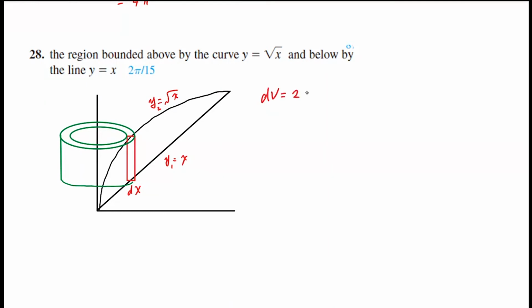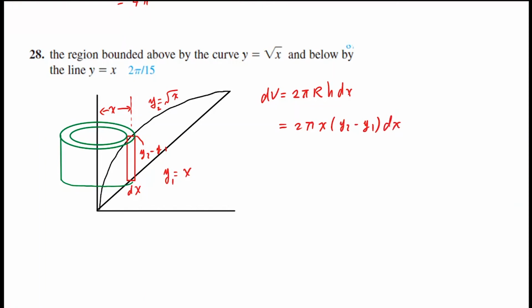dv is 2 pi r, rotational, whatever that circumference, 2 pi r, times dh times dx now. So 2 pi, and we have to figure out rotational radius, and that sure seems like x now, doesn't it? So 2 pi x. And h happens to be here. This is y2 minus y1. I regret putting this thing right there. Good. This is y is equal to x. So we'll put y2 minus y1 and then dx.